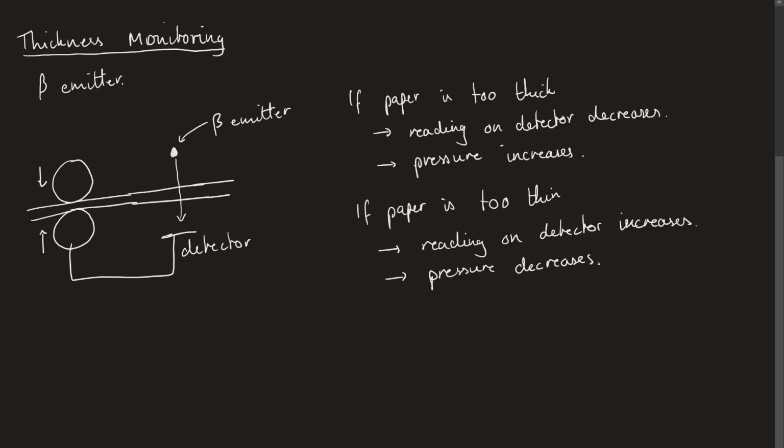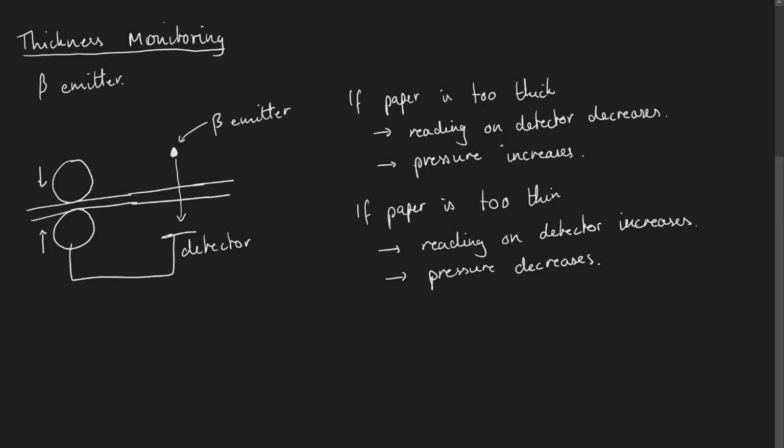So if we then decrease the pressure and then we put off too much pressure, then the paper is going to become too thick. Our pressure has to then increase. If our pressure then increases too much and becomes too thin, our pressure has to decrease. It's going to be a continuous cycle. But this is again another use of radioactive beta emitter.